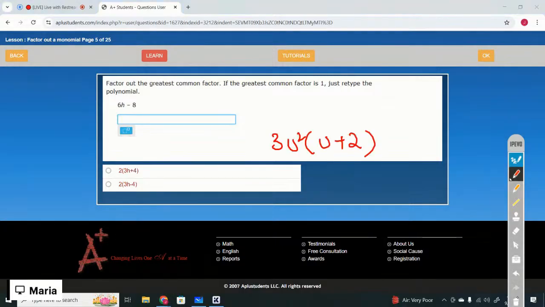Factor out the greatest common factor. If the greatest common factor is 1, just retype the polynomial. 6h minus 8. Option number 2 is the correct option.